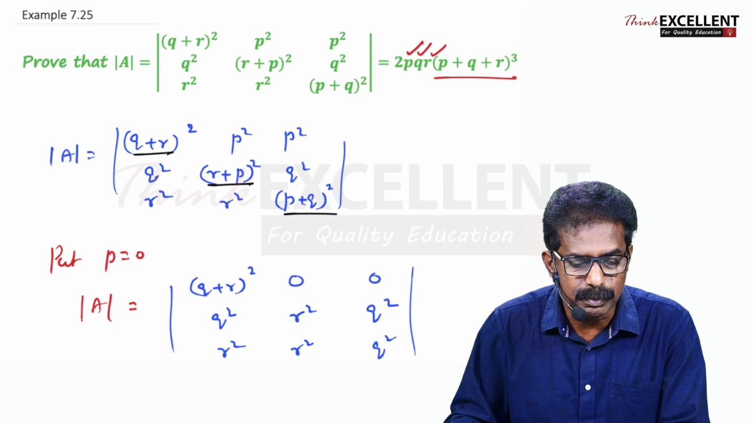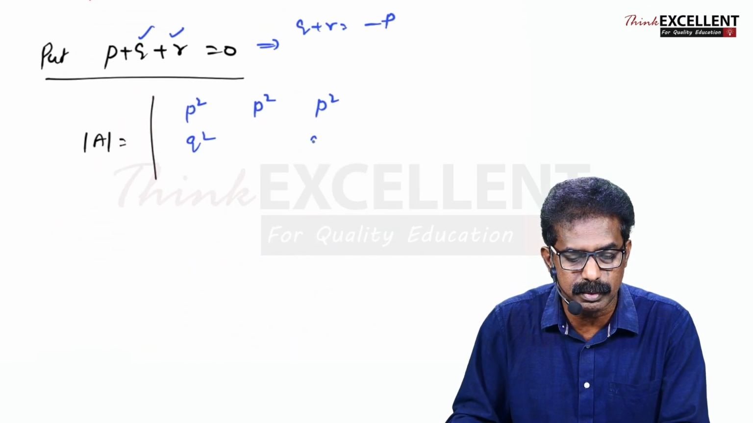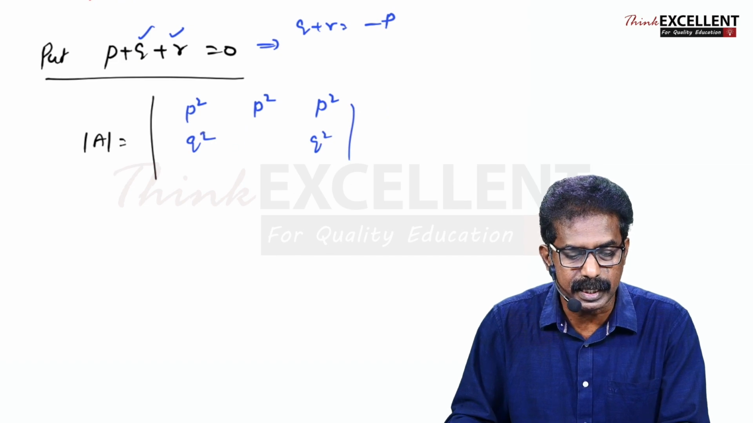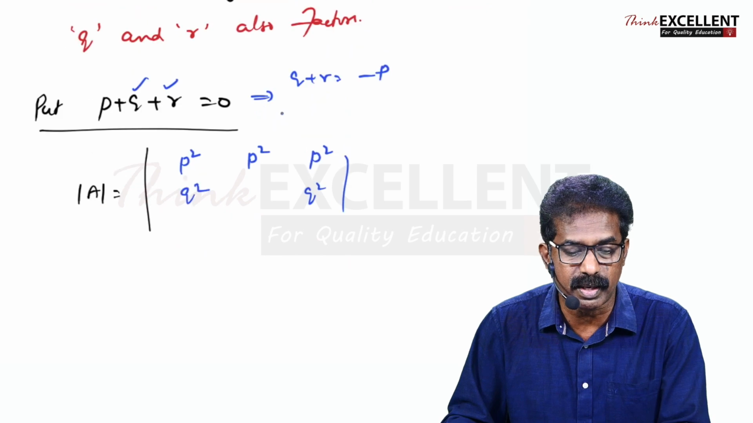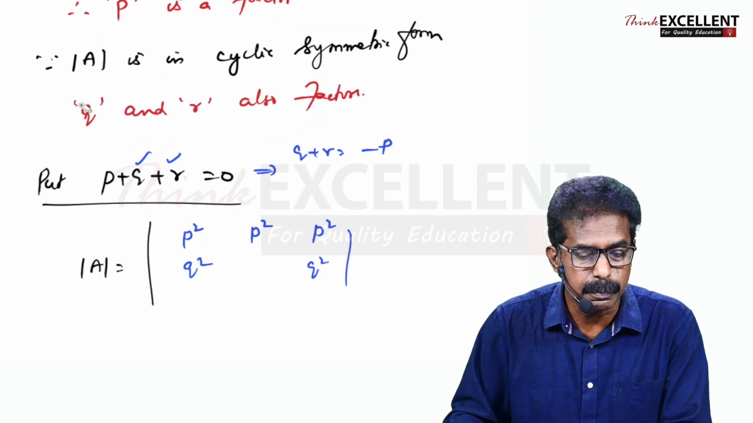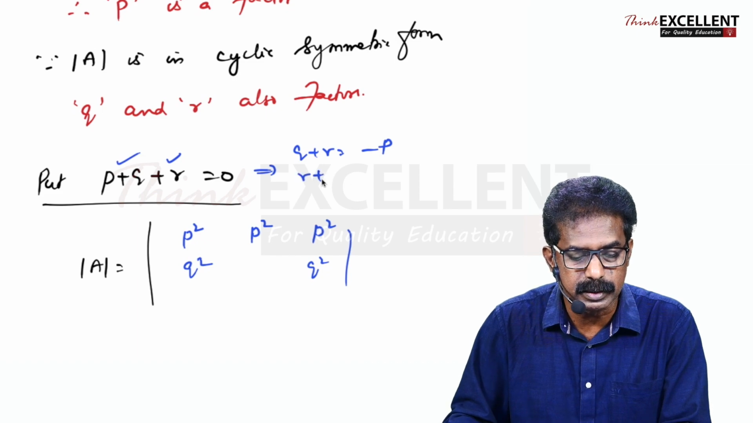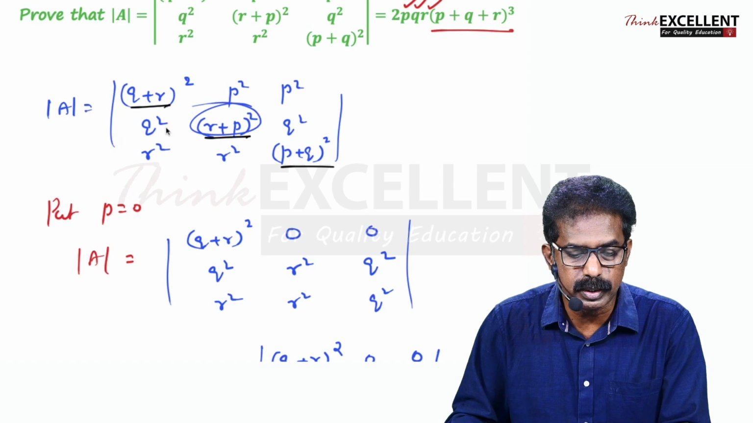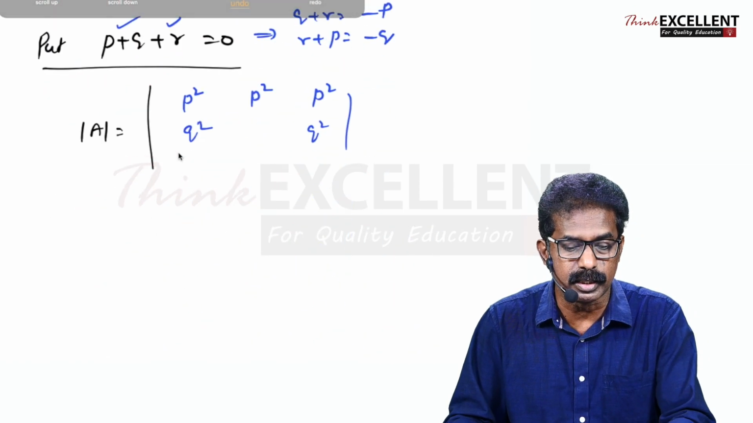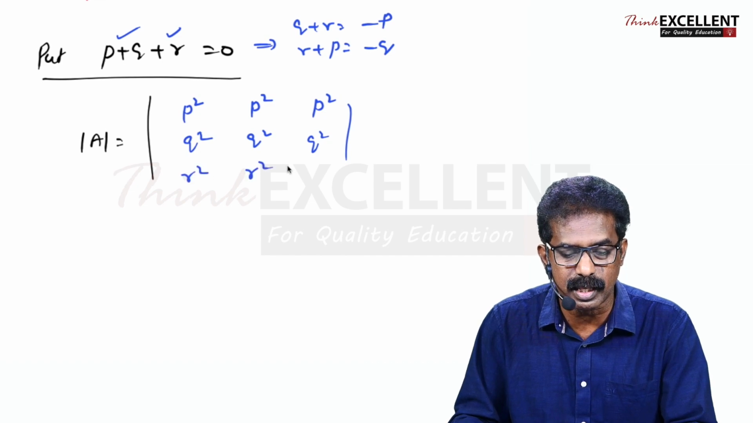Second row, first element is Q square, last element also Q square. See the second term, what we have, R plus P the whole square. From here you find R plus P. R plus P is equal to minus Q. So when you put minus Q here, minus Q the whole square, it is Q square. Same way, last row will be R square, R square, R square.